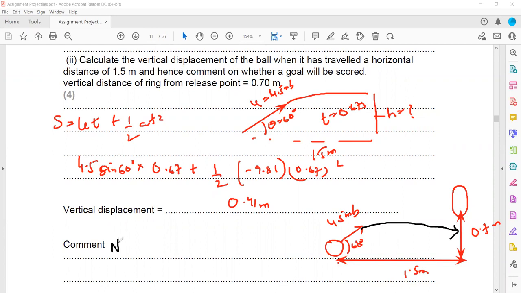So the comment is, the ball cannot pass through the ring, because at 1.5 meters distance the ball is at a height of only 0.4, where the ring is placed at 0.7 meters. So this ball will undershoot the ring, it will move to the bottom of the ring. It is not able to cross or pass through the ring. Is this one clear? Yes. Any doubt? Okay.